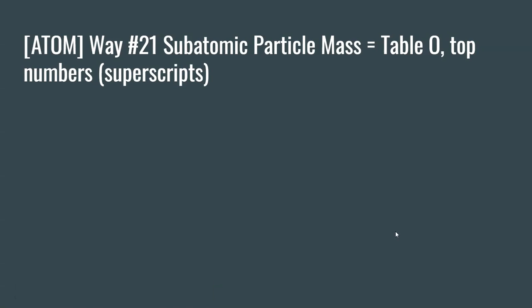Way number 21 deals with subatomic particles and their masses. Subatomic particles, if you recall, are protons, electrons, and neutrons. The way you remember that is PEN, P-E-N. To find out the mass of any one of these subatomic particles, you're going to use Table O, specifically the top number, the superscript number.